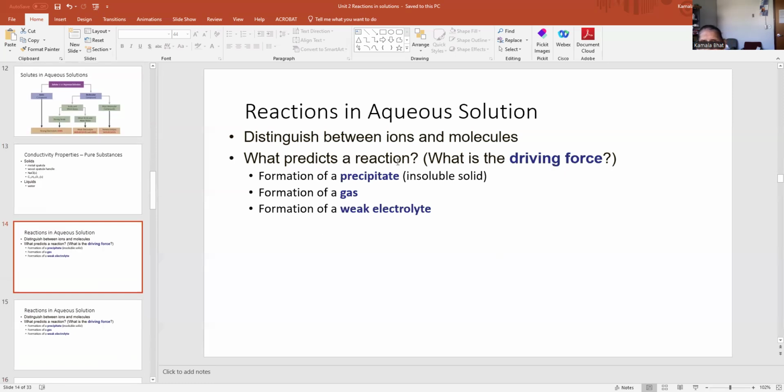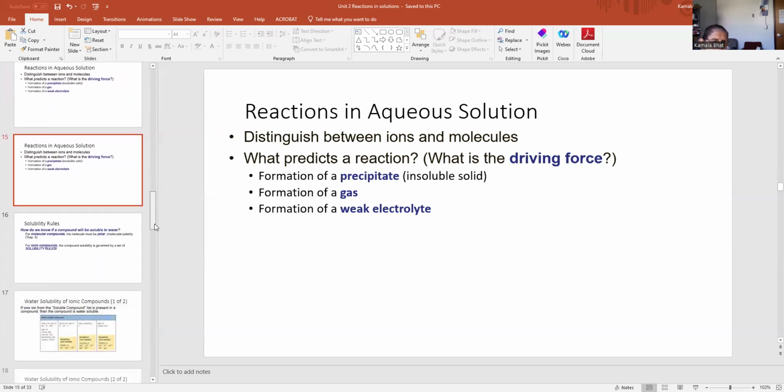Now, reactions in aqueous solutions. Distinguish between ions and molecules. What predicts a reaction? When we say what predicts a reaction, basically we are asking what would be the result, or what is the driving force behind a reaction. Generally we say that there are three categories: formation of a precipitate, which is an insoluble solid, formation of a gas, or formation of a weak electrolyte. These are the driving forces for a reaction.